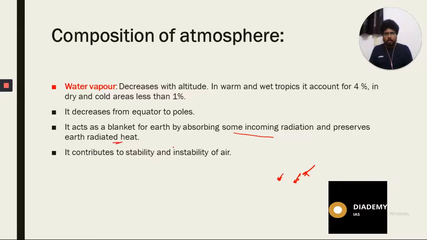The water vapor also contributes to the stability and instability of the air. How does it contribute? The stability and instability of the air is caused by various conditions like the wind movements and the differential heating of the earth. The differential heating of the earth causes the increase in water vapor in the air. So when the water vapor in the air is more or less, this leads to formation of clouds. So further, it leads to cyclones and all. So that means directly or indirectly, the water vapor is leading to the stability and instability of the air. Okay.